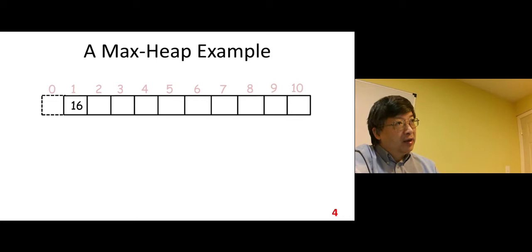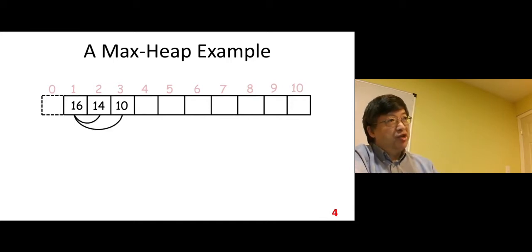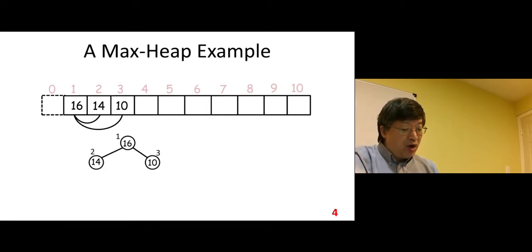Then, the first element, that's the root of the heap, so we'll put value 16 there. Then, it has two child nodes at location 2 and 3. So we put two values. So the relationship is specified in this way. We can also draw a binary tree like this. So we do some translation in this way. Okay? So here you can see it satisfies the max heap property.